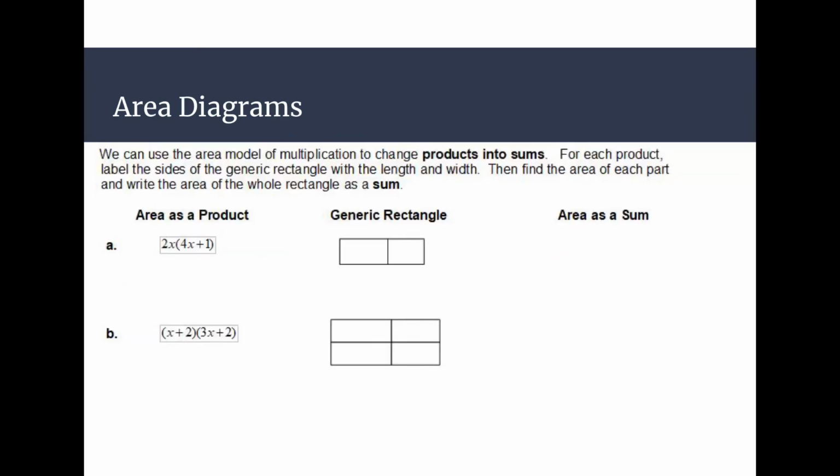All right, so this is exactly what we just did. It's just putting the information in the blanks. So for this first problem, I'm going to put my 2x here because that's my side, and then put my 4x and then my plus 1 there. Go ahead and do the area as a sum. Go ahead and pause the video. When you come back, you'll see all 3 of these problems done, A, B, and C. So you can take a look at it then.